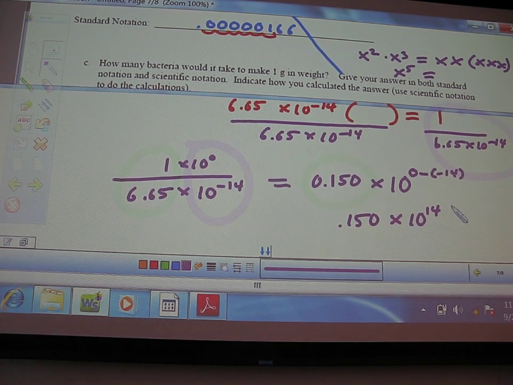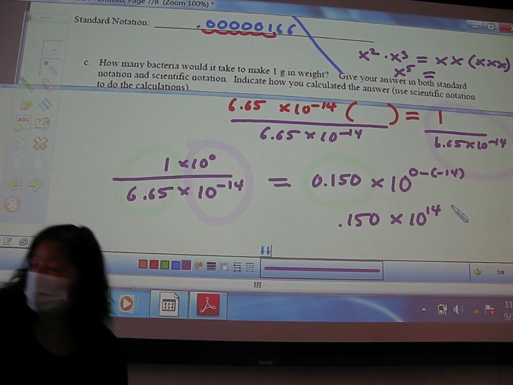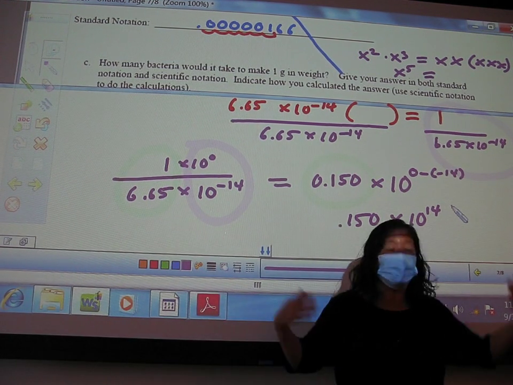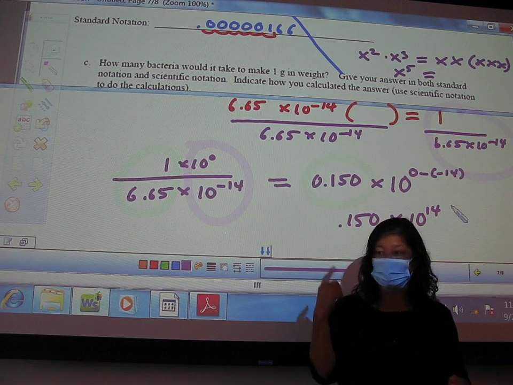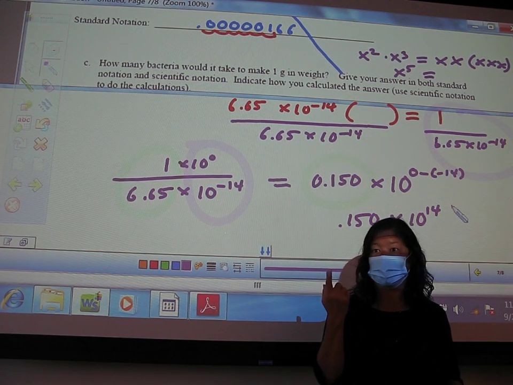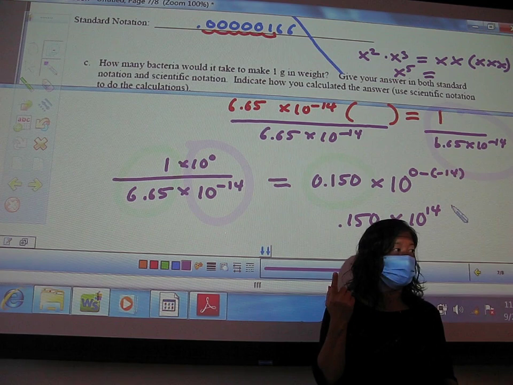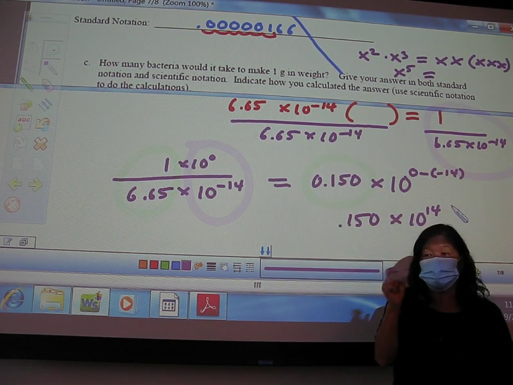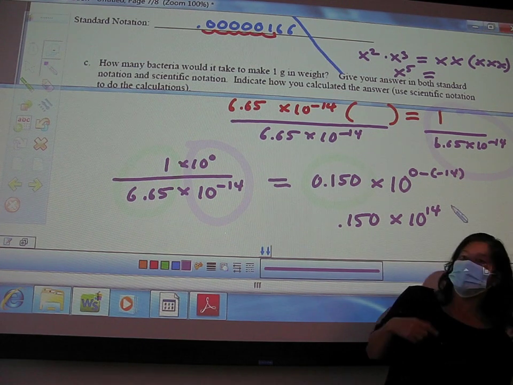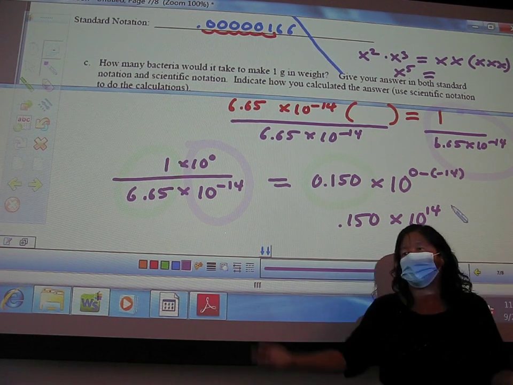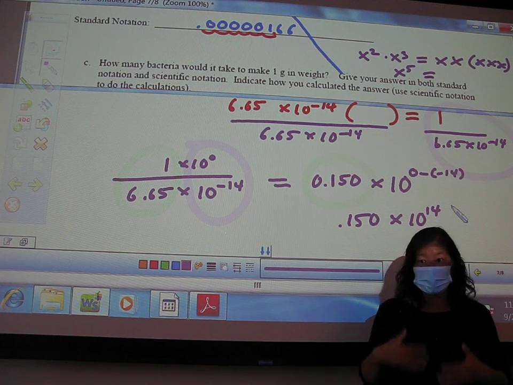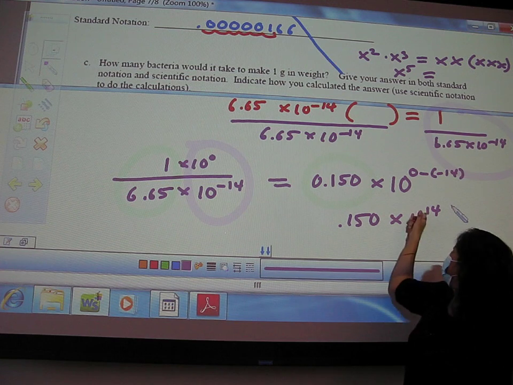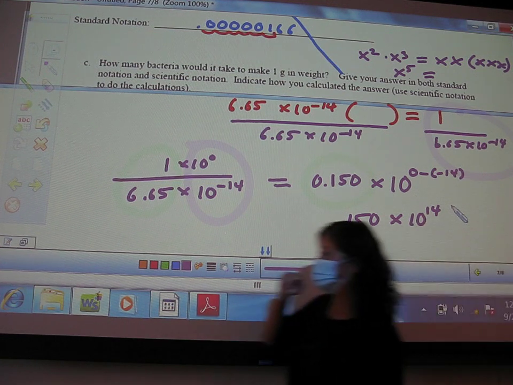Which makes sense, because if a bacteria weighs this much, a really, really small amount, I'm going to need a lot of them to equal 1 gram. You guys with me? It should take a lot of these bacteria to equal 1 gram, because they weigh 10 to the negative 14th. They're really, really tiny. They weigh 0.00000000665. I'm going to need tons of them to equal 1 gram. So I'm going to need 10 to the 14th of them, roughly. A little bit less than that.